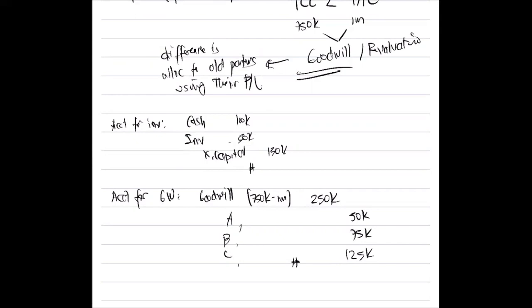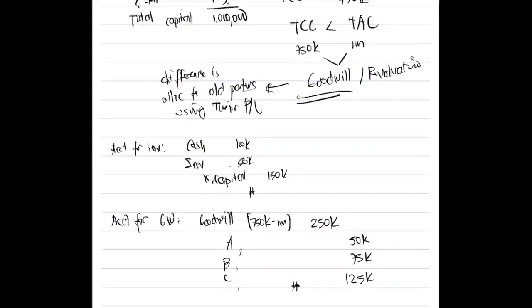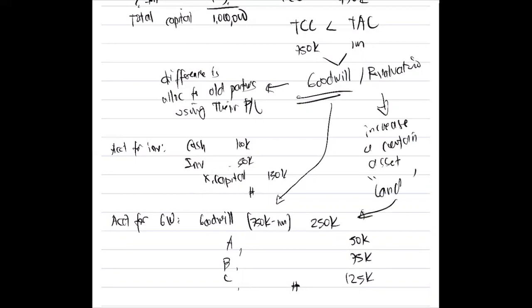Okay, so here we account for the difference between the total contributed capital and your total agreed capital as goodwill. A while back, we accounted for it as a withdrawal. Okay, guys? So here, it's either goodwill or revaluation. If goodwill, you will recognize goodwill. If revaluation, you will increase a certain asset. So for example, land. So you will use land here.